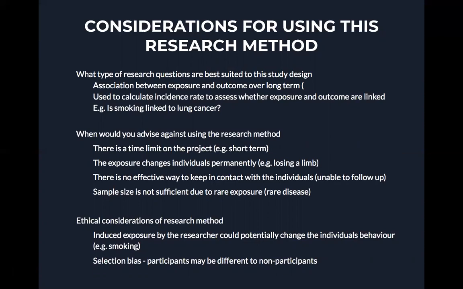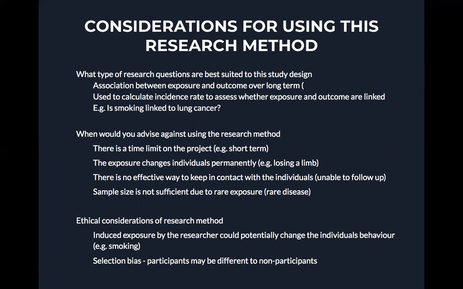So, such as if you wanted to find out if smoking was linked to lung cancer later on in life. There are times when you wouldn't use this research method necessarily. Some examples of this would be if there is a short-term time limit on the project, because usually a cohort study has to be done over a few years. So if you have a time limit, you won't be able to gather enough data, or the desired outcome wouldn't have been developed yet. If the exposure changes an individual permanently, i.e. if they lose a limb and that's the exposure, then you wouldn't use this research method.